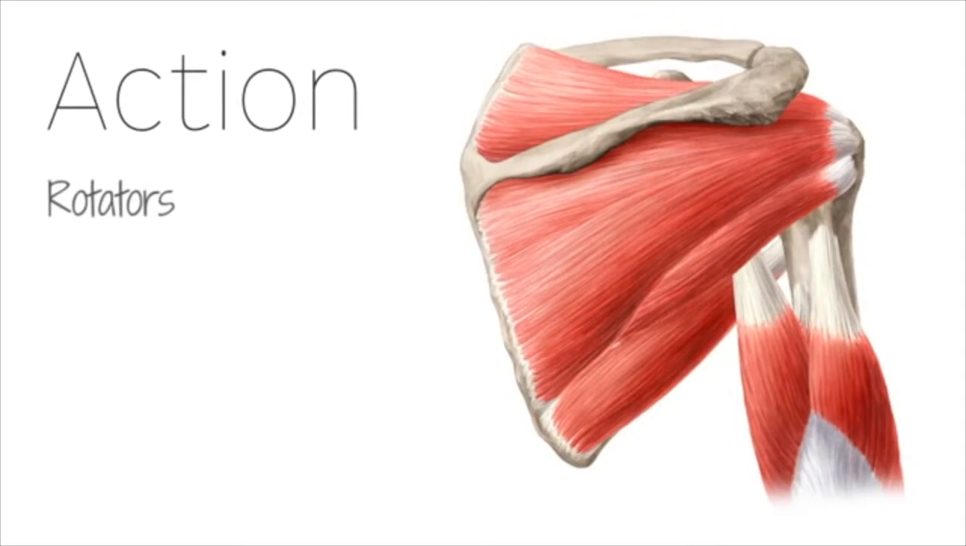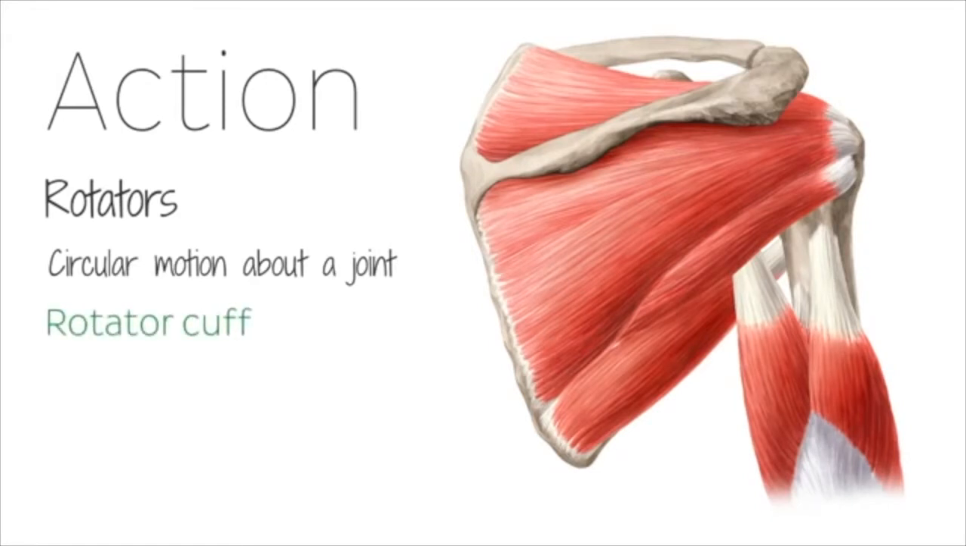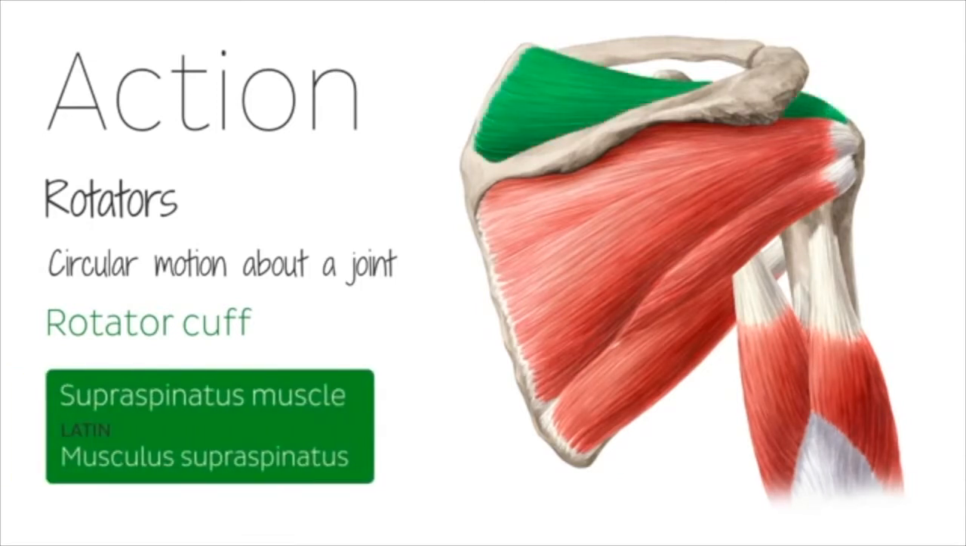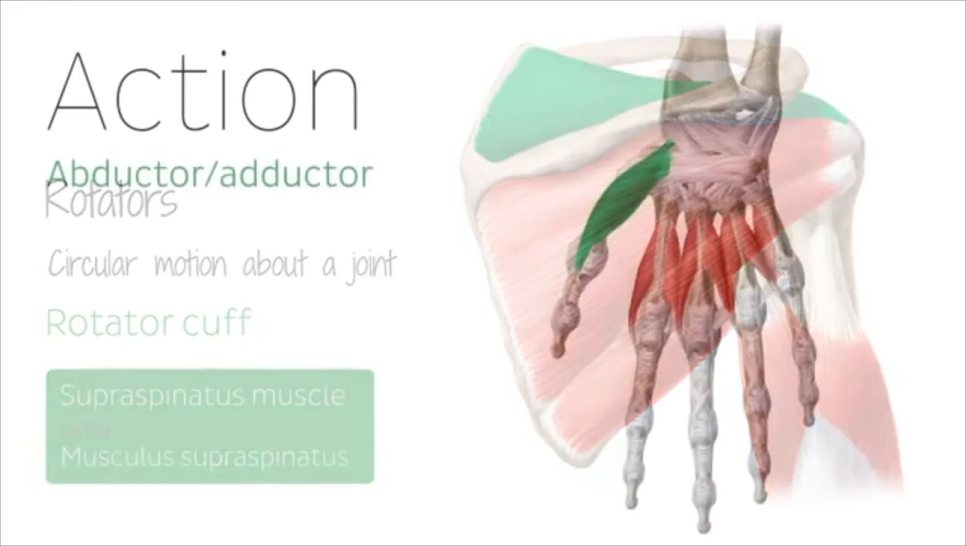Rotators, as the name suggests, are muscles that facilitate the rotation of a limb or circular motion about a joint. For example, the muscles of the rotator cuff, which although individually do not have the word rotator in their names, are called the rotator cuff muscles simply because this is the action that they collectively carry out. An example of one of these muscles of the rotator cuff is the supraspinatus muscle, highlighted here in green, and the supraspinatus facilitates internal and external rotation of the humerus.